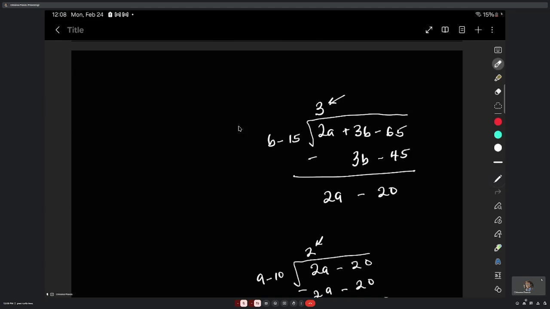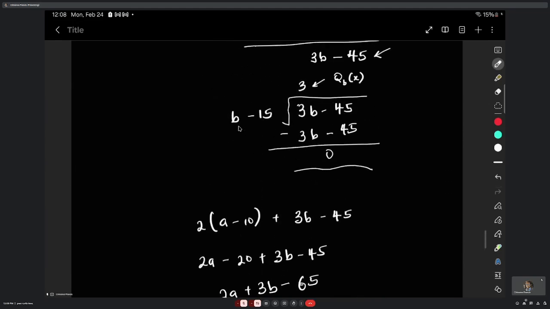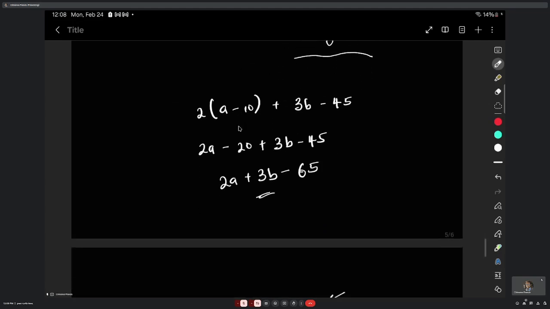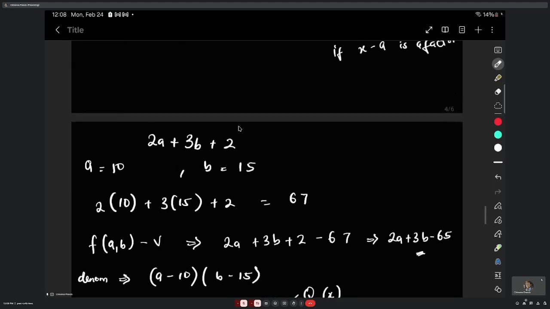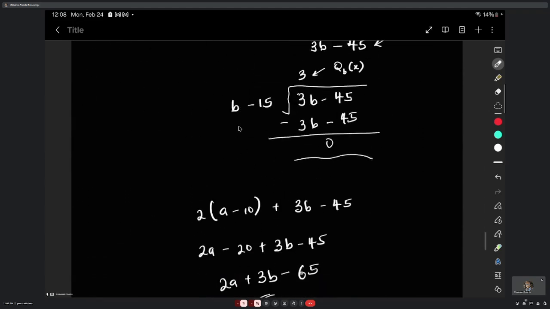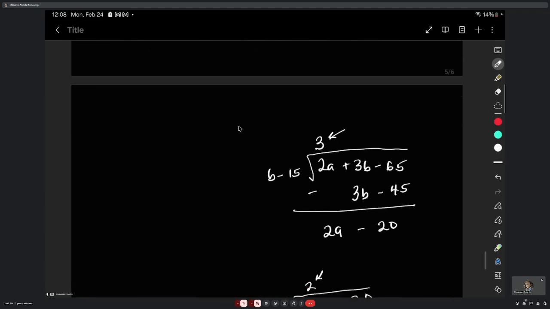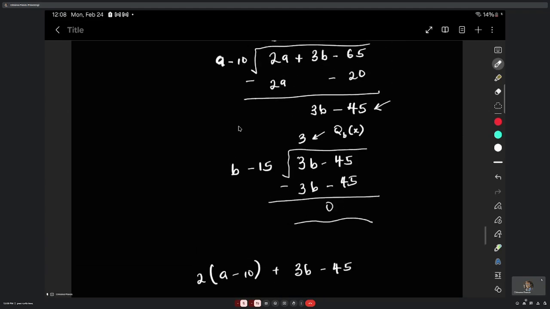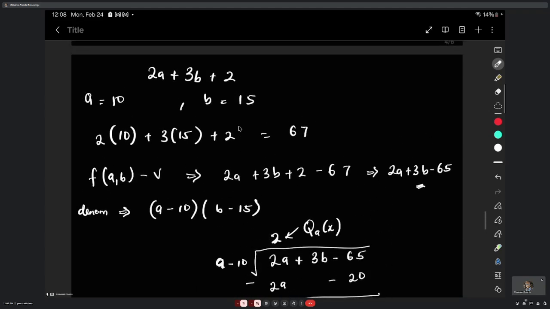My conclusion, however, is: how are a minus 10 and b minus 15 the factors of that equation when we don't have ab in the equation? Go back to the main equation we were writing. Wait, no. Now write it out. Stop, please.